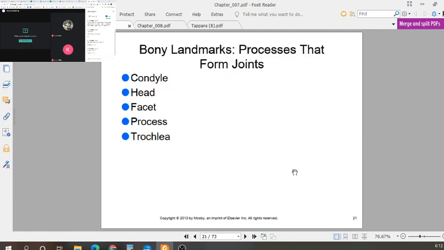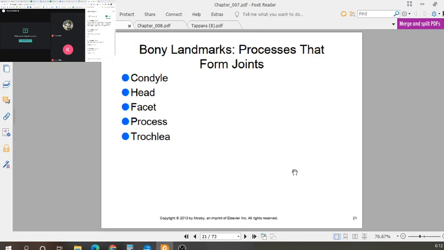Processes, condyles, facets. Facets are where we articulate from a vertebra to a rib usually, and they're going to be on your vertebrae. Processes are on lots of different bones, but they're little fingers or little nubs coming up off the bone that you can feel. Like we have our spinous processes, right? We're all familiar with those, and those are the easiest ones to remember. They stick out, you feel them.